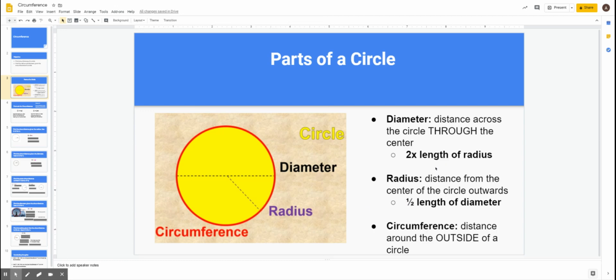Right? And the circumference is the distance that is all around the outside of the circle. So what we have here in red, that would be the circumference.